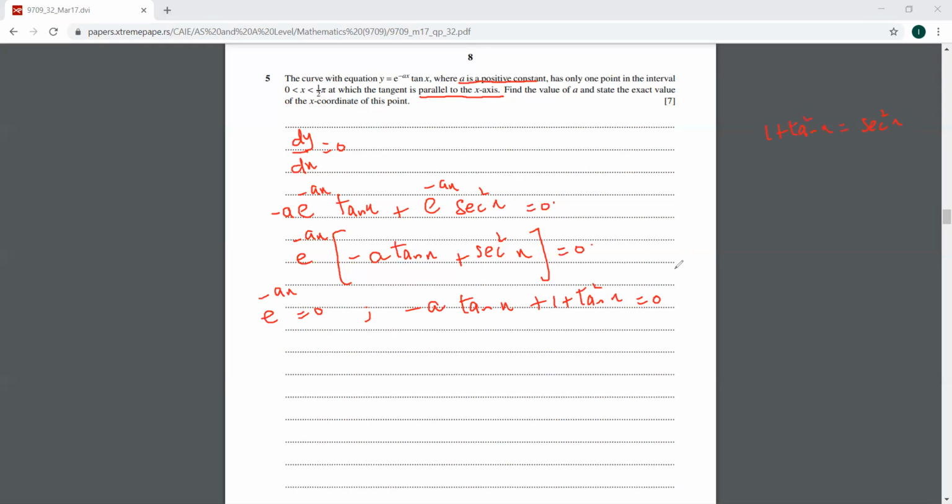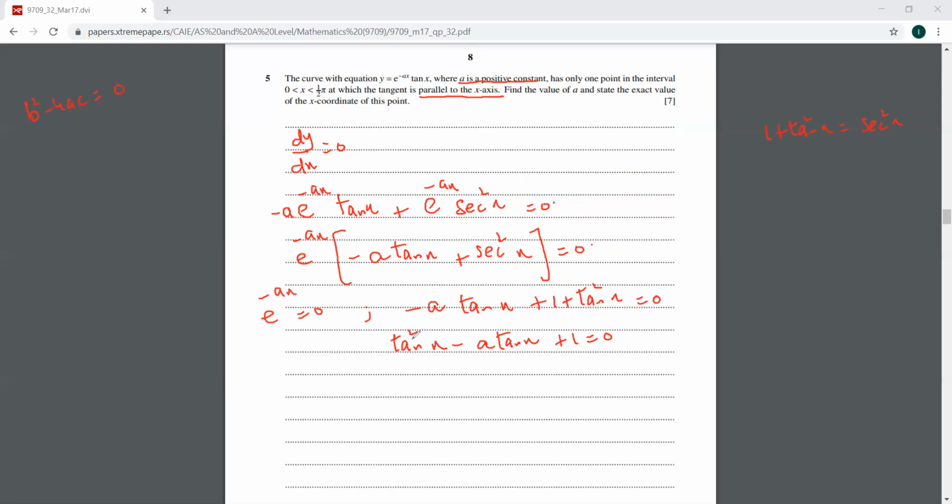Now it says it has only one point in the interval. So this relates to quadratics. If you remember that if a quadratic equation has one solution, do you remember that its discriminant is equal to 0 when you have equal and real roots? You remember that? So this tan square x minus a tan x plus 1 is equal to 0. So its discriminant has to be equal to 0 because it has just one root.